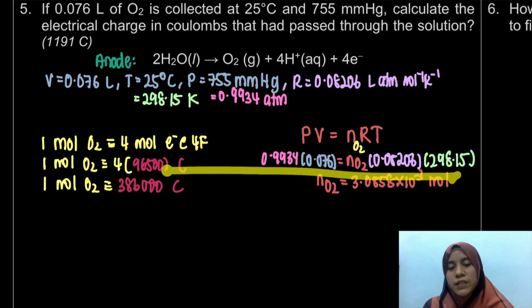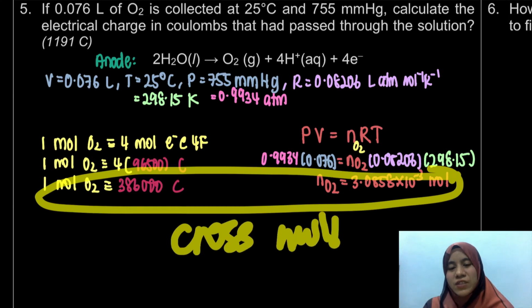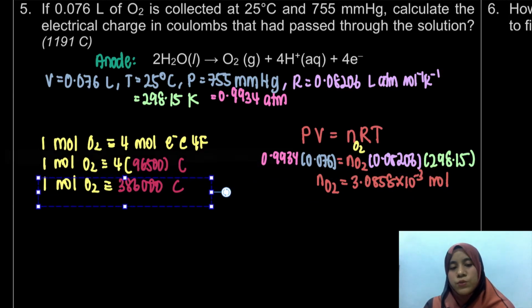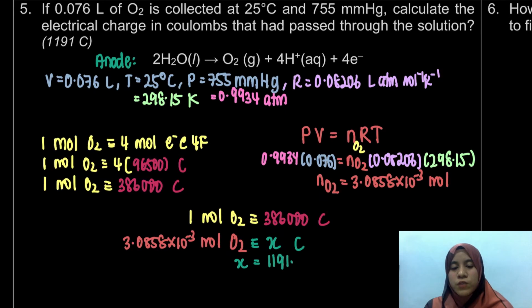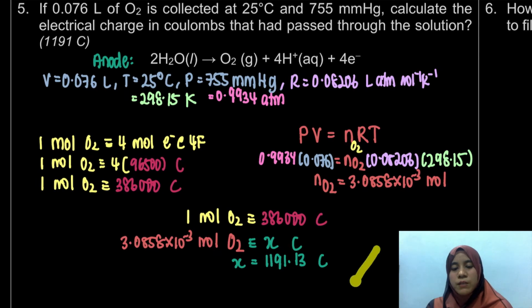So from here, we can do the cross multiplication to find our Q. So 1 mole is equivalent to 386,000 coulomb. But for this reaction, it's actually this value of mole. So we're going to find out it is equivalent to X coulomb. And X we will get 1191.13 coulomb. Okay, so that is for question number 5.